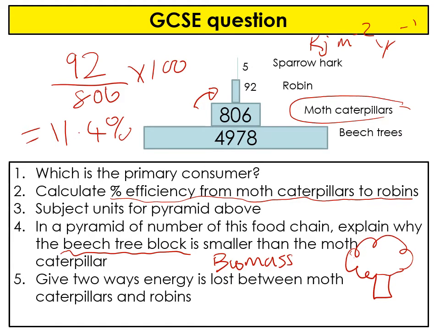Okay, so give 2 ways energy is lost between the moth caterpillars and the robins. So this is drawing on some of your GCSE knowledge and dusting it off. Could you remember any? So between the moth caterpillars and the robins, now caterpillars are quite digestible. So you're not really going to get any mark points for saying that there's big bits of them like skulls and things not being eaten, because the whole moth caterpillar will be eaten by the robin.